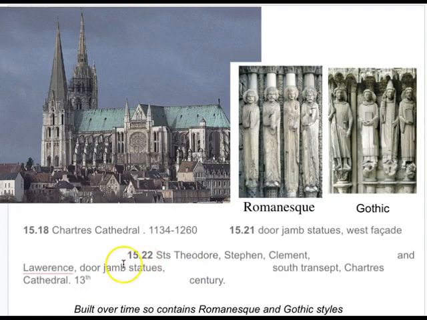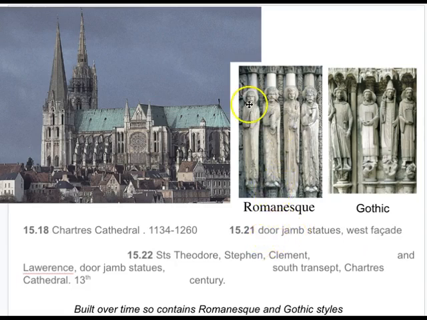Oh, I see. This is a very interesting example of architecture because down here at the bottom you'll see it says built over time, so it contains both Romanesque and Gothic styles. So that is really interesting. Different parts of it have the different styles, and even in this detail that you see here of some of the statues, let's see.